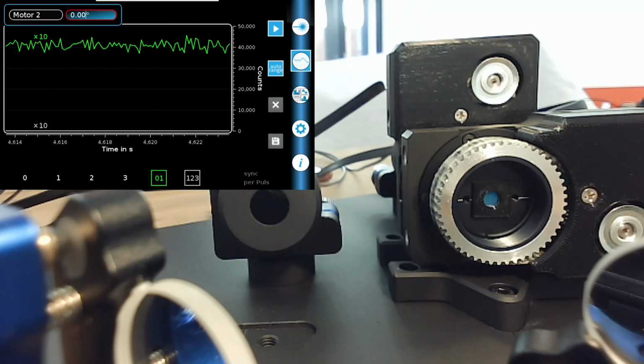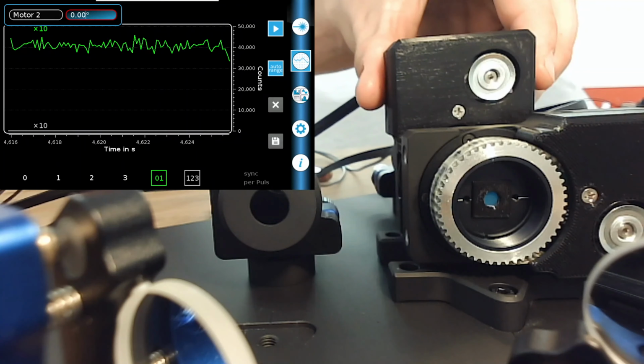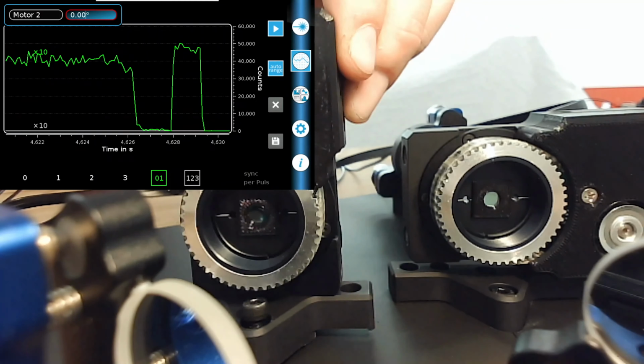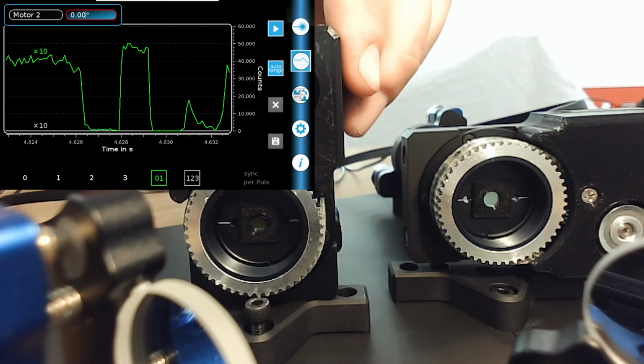So let us now have a look at what happens when I remove this polarizer from the one arm and use it to measure the polarization in the other arm.